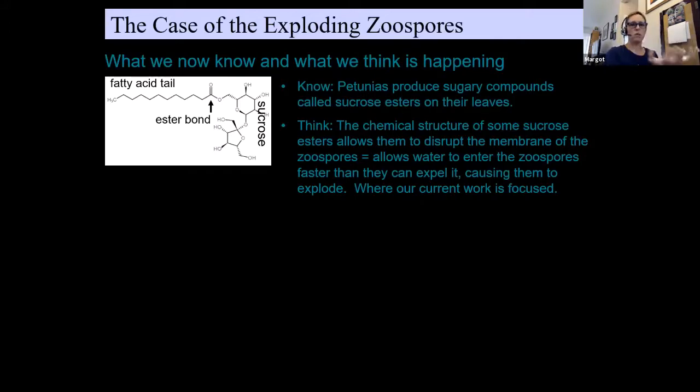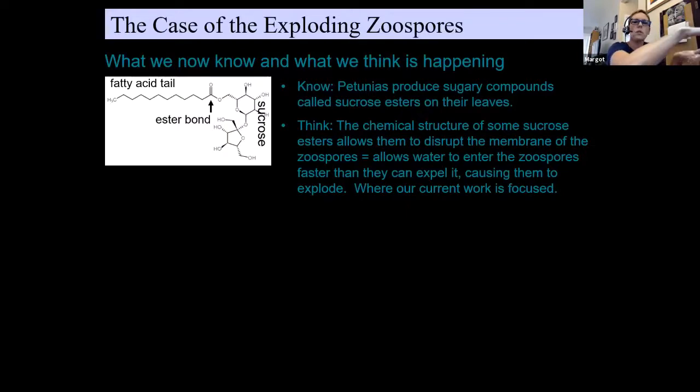The membrane of a zoospore is also made up of fats. It's made up of phospholipids. So we've got lipids and fats, and so these things like to interact with each other. That fatty acid tail can get into the membrane of the zoospore and start poking holes. And since these zoospores are in water, that means water can get in, and it can get in faster than the zoospores can get rid of it. And so we think this is probably the mechanism by which petunias are causing the zoospores to explode.